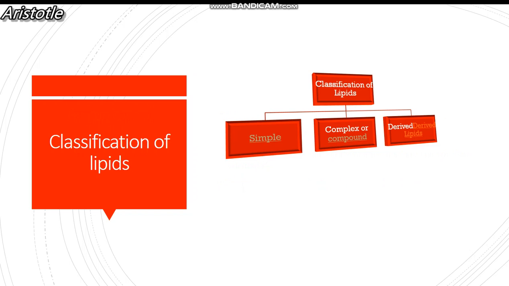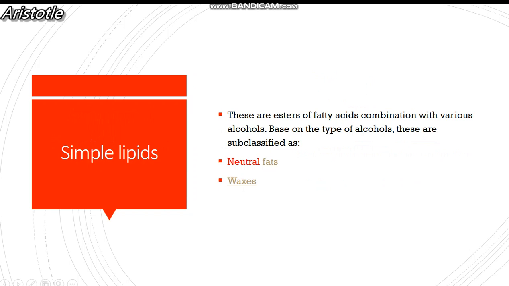Let's talk about the classification of lipids. Lipids can be classified into three: the simple, complex or compound, and the derived lipids. So let's talk about the simple lipids. Simple lipids are esters of fatty acids in combination with various alcohols. Based on the type of alcohols, these are subclassified as the neutral fats and the waxes.